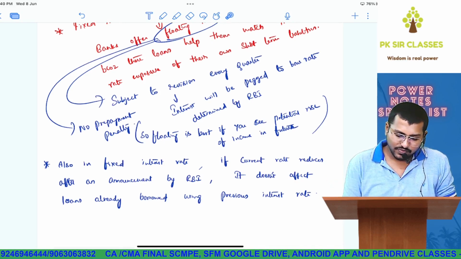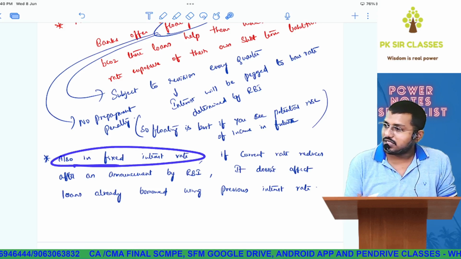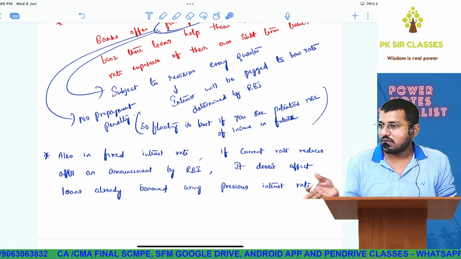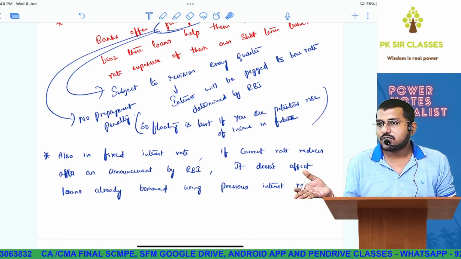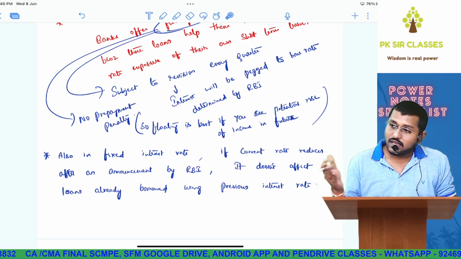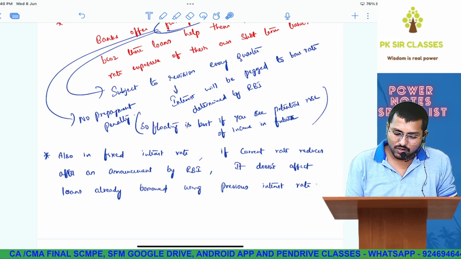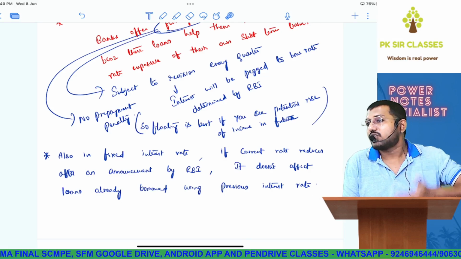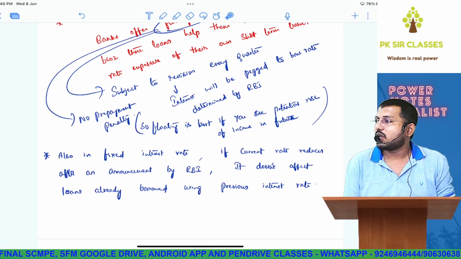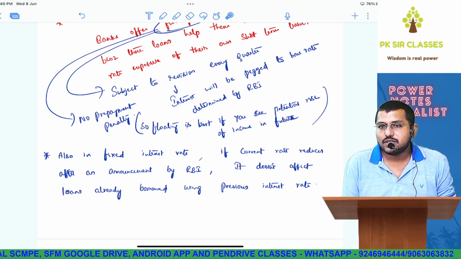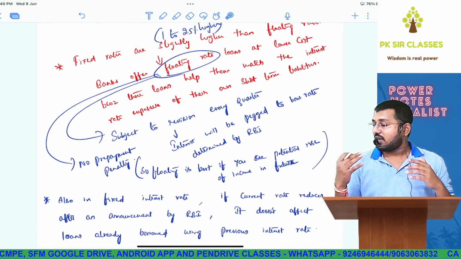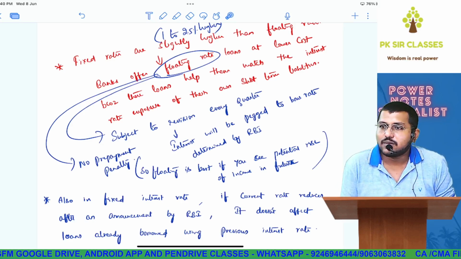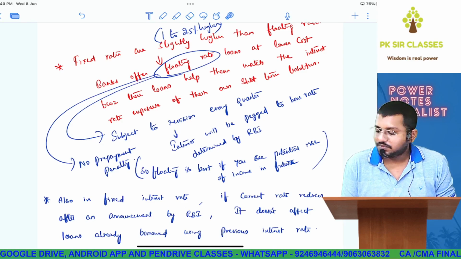Yes, right? Okay. Also, if you go for a fixed interest rate and the current rate reduces after an announcement by RBI, an announcement has come today, which means the interest rate is going to get increased. Are you able to understand? Think otherwise. If it's going to get reduced, then what will happen? It will not affect the loans already borrowed by the company based on previous interest rates. Correct? That will hurt them a lot. So that is the reason, in case you have a doubt about why somebody would go for floating rates, I gave you all possible reasons over here. You got the point? Everybody?